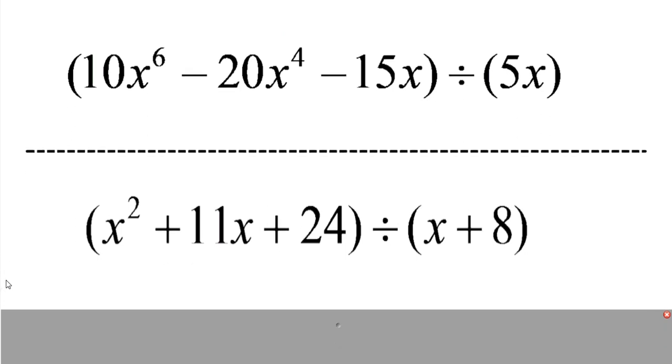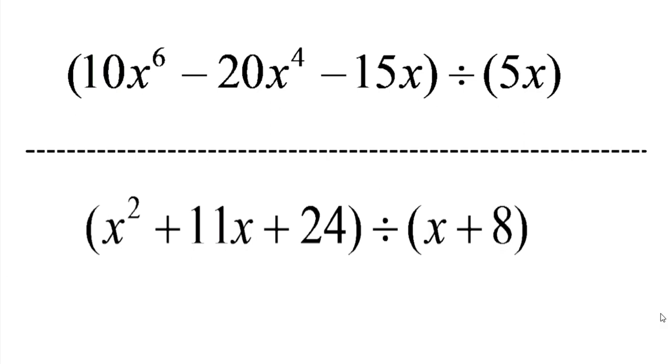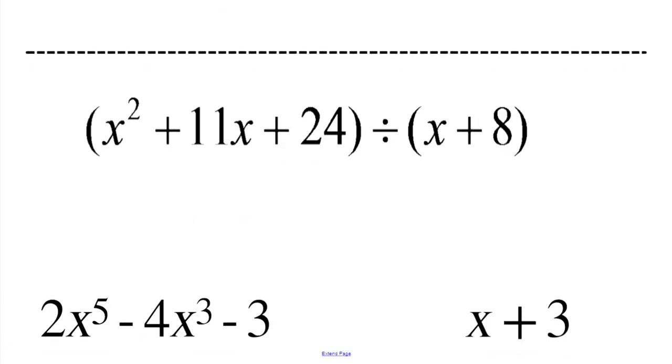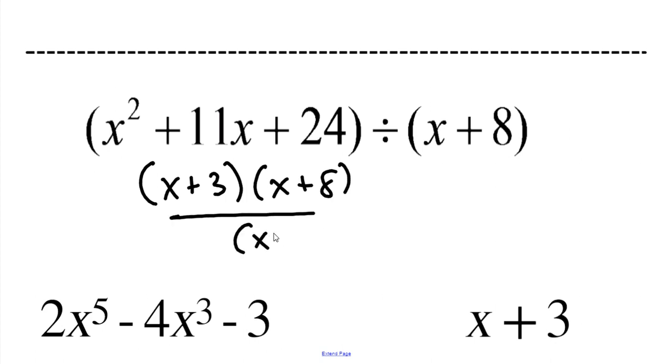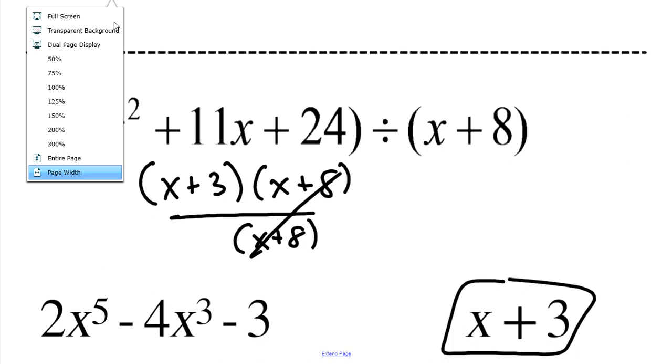Okay, welcome back. First one, if you divide each of the terms by 5x, you're going to get 2x to the 5th minus 4x cubed minus 3. The second one, this will factor to be x plus 3 and x plus 8. It's getting divided by x plus 8. That'll cancel out, and you'll be left with x plus 3. So there you are.